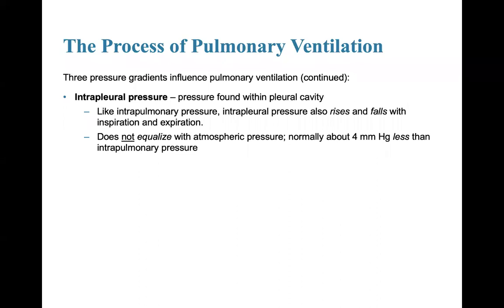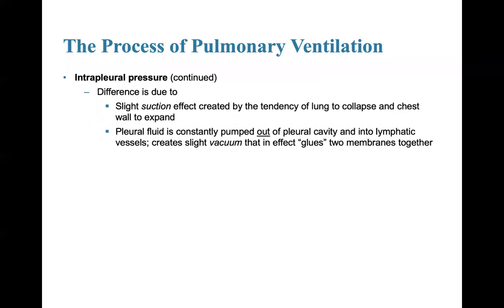The third pressure is intrapleural pressure, and this is the pressure that's found within the pleural cavity. Like intrapulmonary pressure, intrapleural pressure also rises and falls with inspiration and expiration. This does not equalize with atmospheric pressure; it is normally about 4 millimeters of mercury less than intrapulmonary pressure. This difference is due to the slight suction effect that's created by the tendency of the lung to collapse and the chest wall to expand. The pleural fluid is constantly pumped out of the pleural cavity into the lymphatic vessels. This creates a slight vacuum that in effect glues the two membranes together.